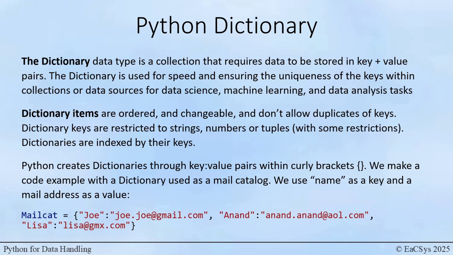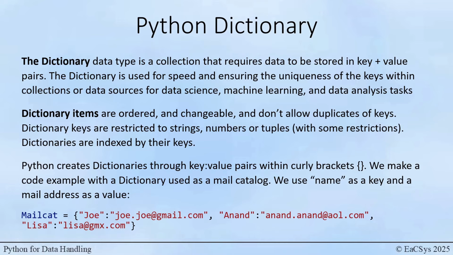And on the screen, you can see an example piece of code that shows some Python dictionary code and is a fictitious mail catalog where a person's fictitious name is used as a string key and a fictitious mail address is used as string data or string values.